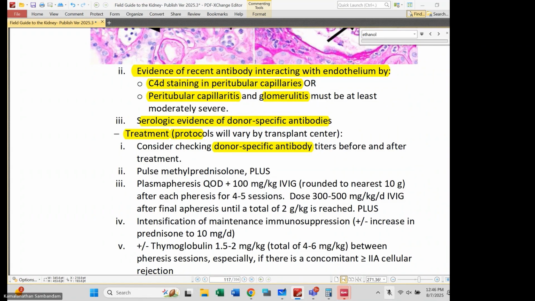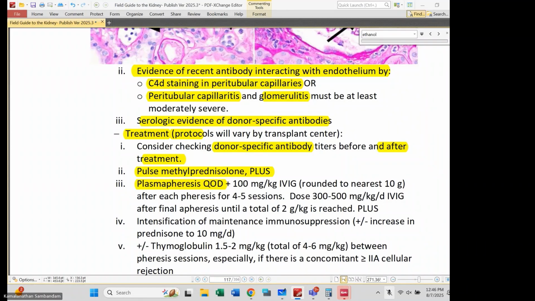And then during treatment, we'll retiter. We'll see if that DSA is becoming less intense by MFI measurements. We often give corticosteroids.